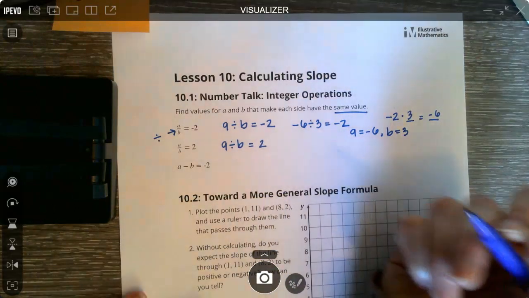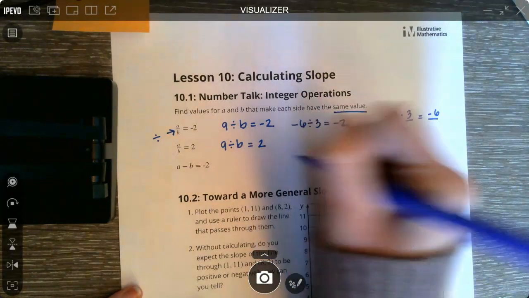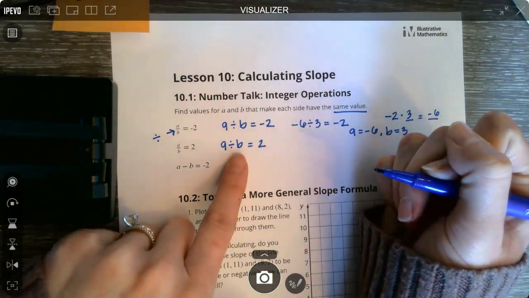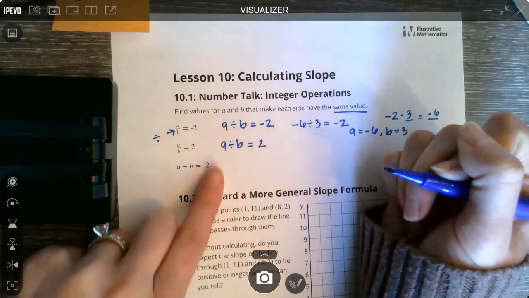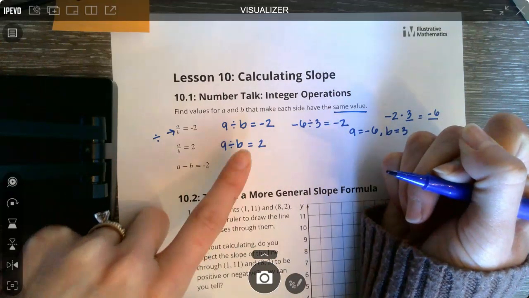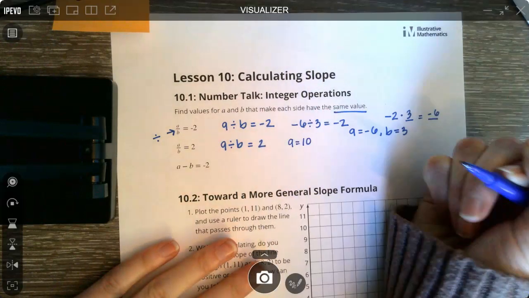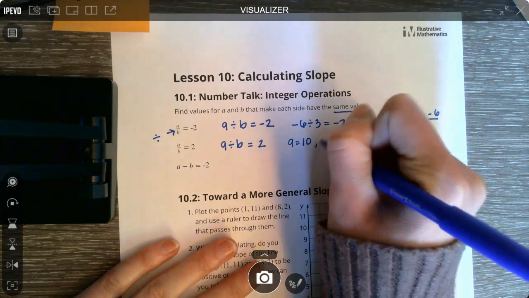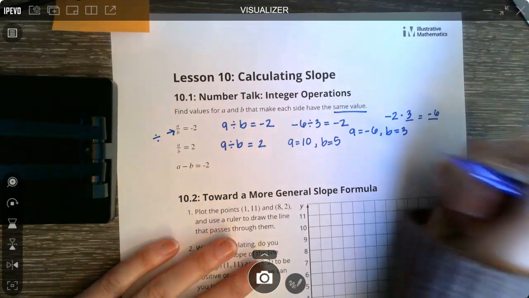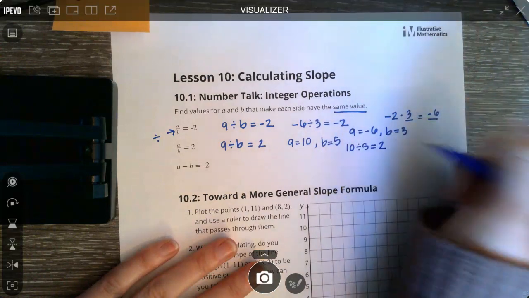I'm trying to make 2. This one should be super simple. Something divided by something is 2. Well, you just need to think of whatever B is, A is going to be a multiple of 2. So if B is 3, A is 6. If B is 4, A is 8. All right, so I'm going to say A is 10. If A is 10, 10 divided by what makes 2? 5. B has to be 5. 10 divided by 5 is 2.